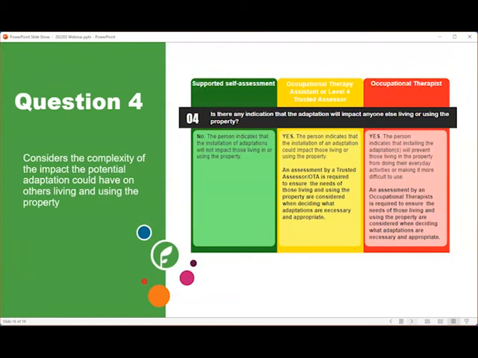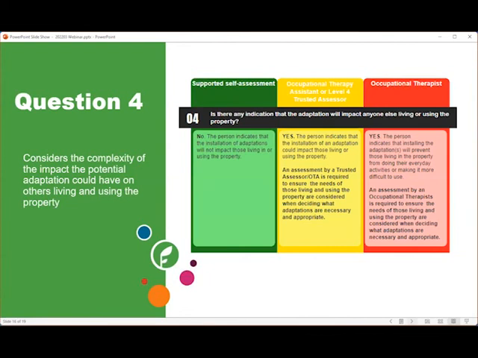And again, having an OT involved with those much more complex cases just helps unpick that. Whereas if you've just got somebody living alone, where the adaptation is not likely to impact on anybody else, then obviously that makes that situation much simpler, as it were.